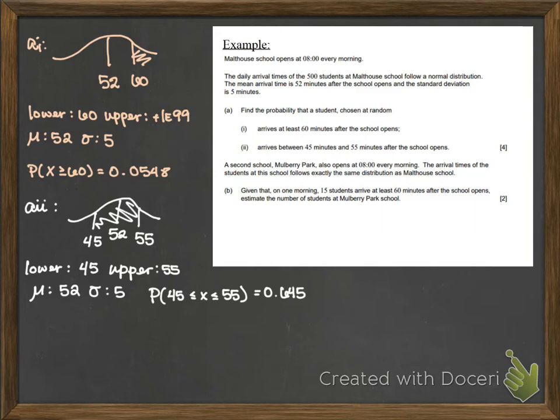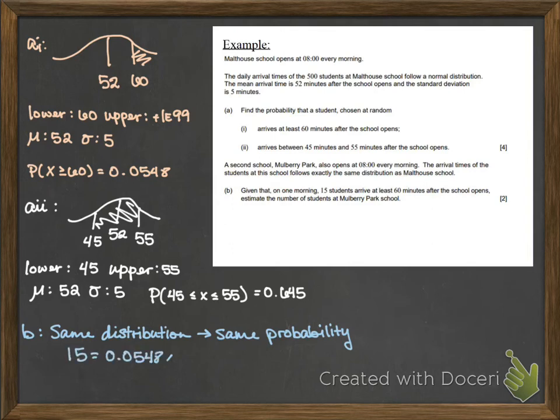Now, our second school has the same distribution, and we're given that 15 students arrived at least 60 minutes after school opens. Since it is the same distribution, it means the probability is the same. So we're going to use that probability to find how many total students are at the school. We know the expected number is 15, and the expected number is equal to n, the total amount of students, times that probability. Well, at least 60 minutes, that was our answer from part ii. So 15 equals 0.0548 times n, which is 274 students when you divide 0.0548 to the other side.